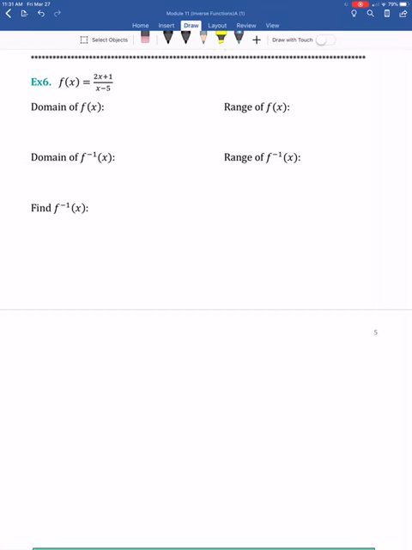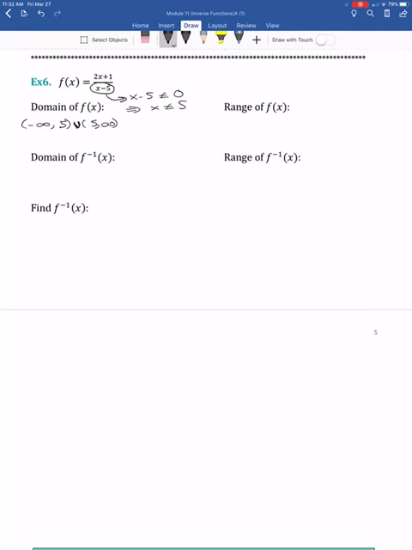Right off the bat, let's go ahead and talk about domain. And we know in a rational function, we have to be careful. We cannot divide by 0. We know x minus 5 cannot equal 0. With that, x cannot equal 5. So our domain, we already know, will be all real numbers except 5. So x can be less than 5, or it can be greater than 5, right? And that's our domain of this f function.